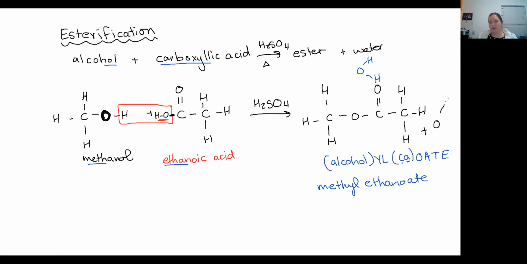Please don't forget, I know I've already drawn your water, I'll remove it now, but take away the old water. That is your product. All right, so that is how we do esterification. You need to know certain things about esters.